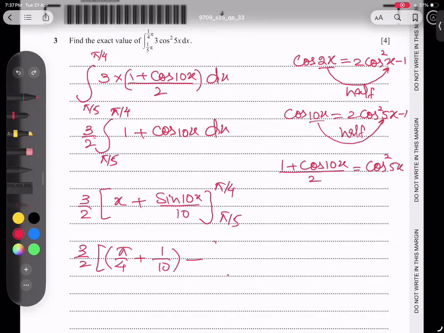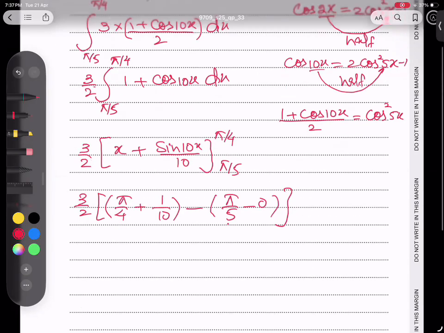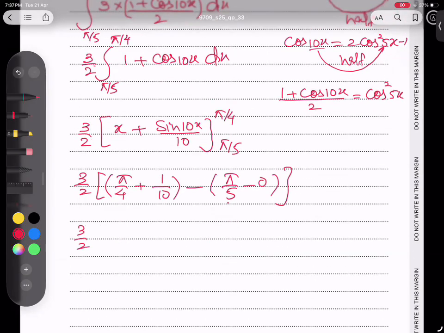So I'm going to get in the bracket π/5 and π/5, this becomes sine 2π and that is 0. That is 0. And now I'm going to expand the bracket. So π/4 plus 1/10 minus π/5. I can take the LCM inside, 3/2 outside.